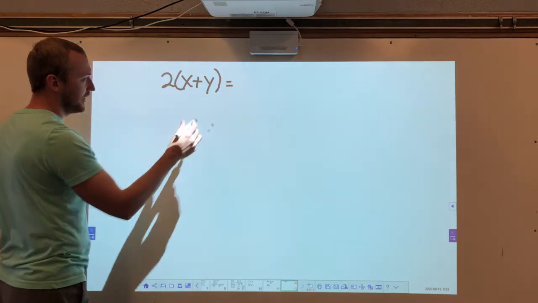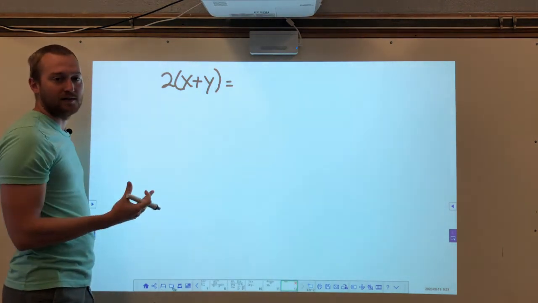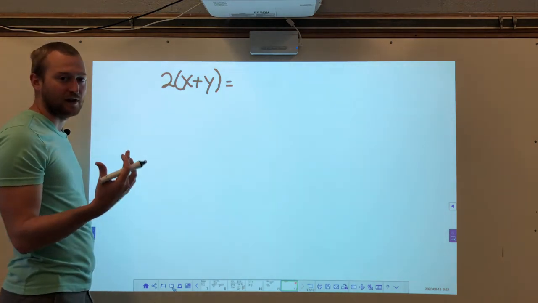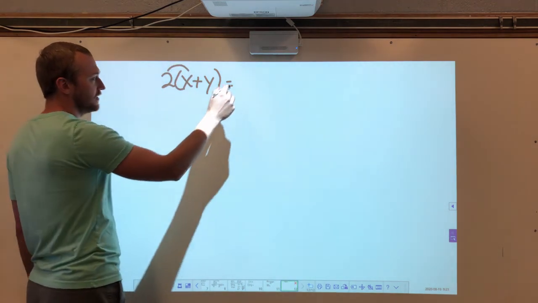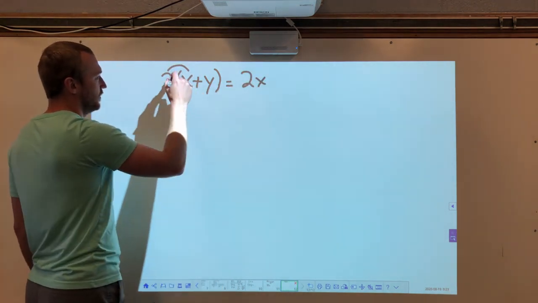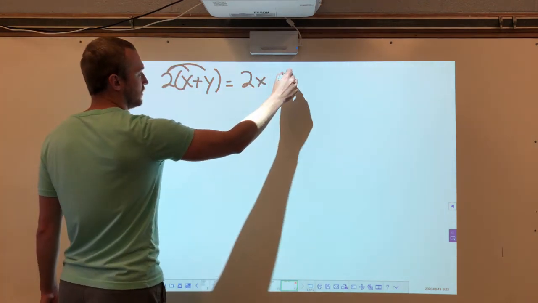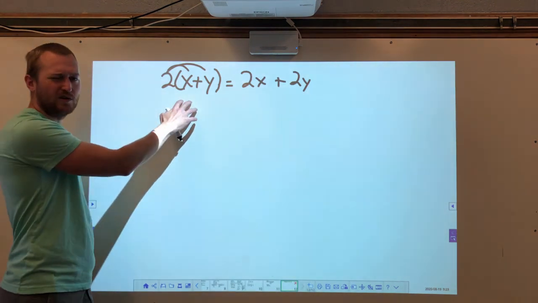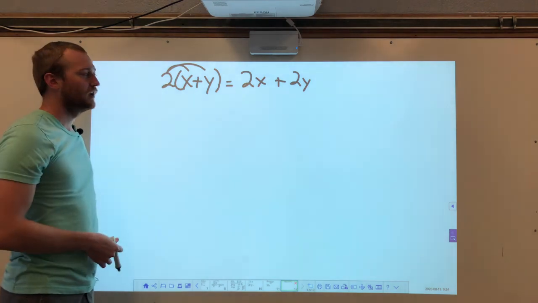All right, we can't actually combine this x and y together. We can't do x plus y to get xy or anything like that. If we distribute this 2 to the x, we have 2x plus 2 times y, 2y. This is really where the distributive property becomes useful. And we'll use that later on as the year goes on.